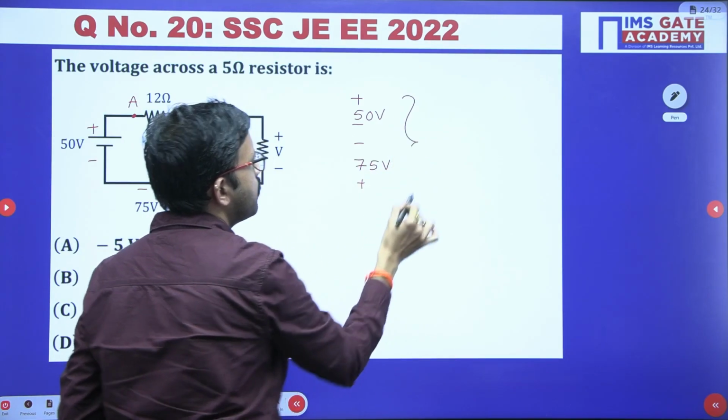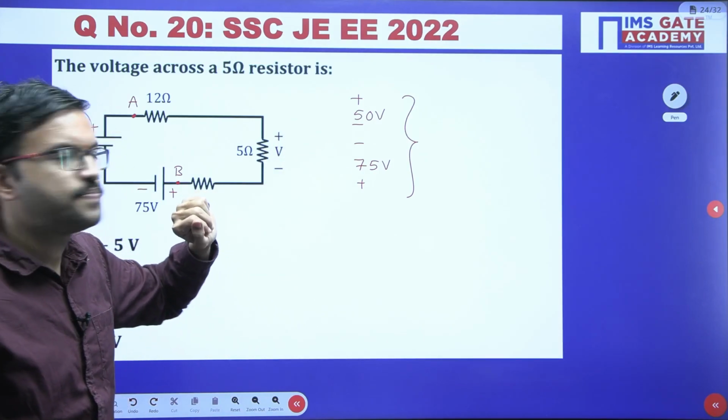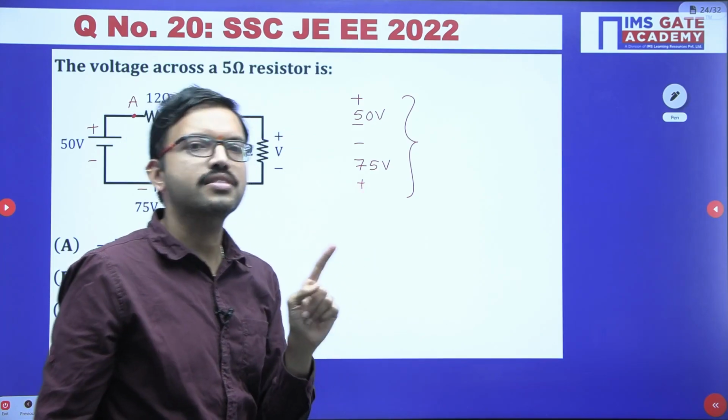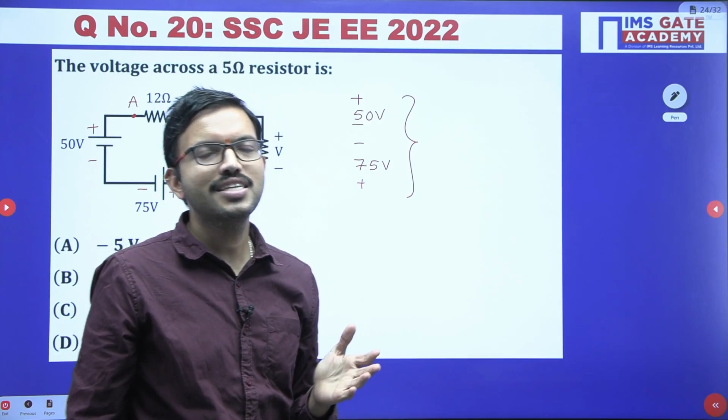Now just tell me whether we have to add the voltages or we have to subtract. Here plus and minus, here minus and plus. Yes, we have to subtract. Whenever polarities are same, we can add. If the polarities are different, we have to subtract.